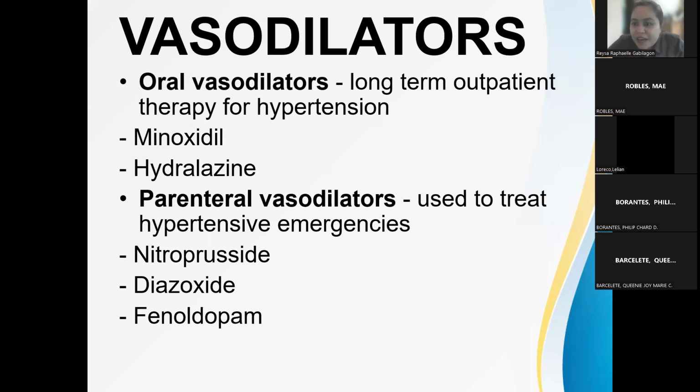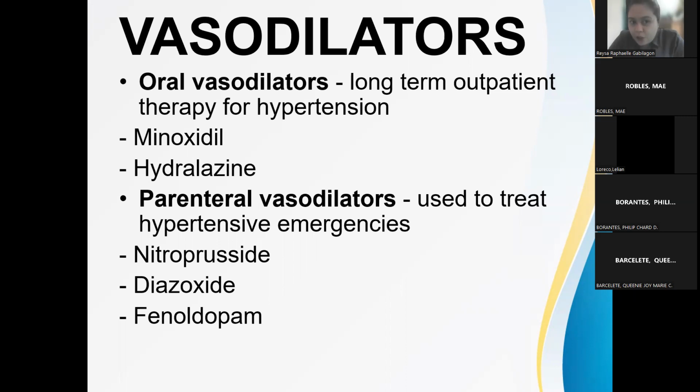Okay, if none, we have the vasodilators. So from the name itself, vasodilators. This class will directly dilate the blood vessels. So they have nothing to do with the alpha-1 receptors, because alpha-1 receptors can cause vasoconstriction. When you block them, they cause vasodilation.